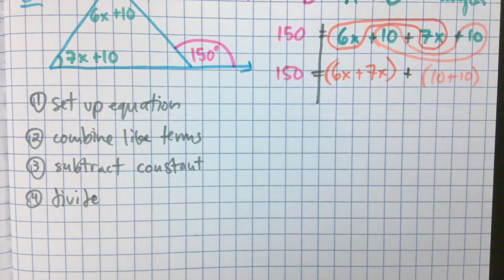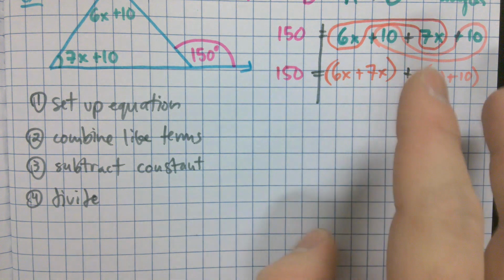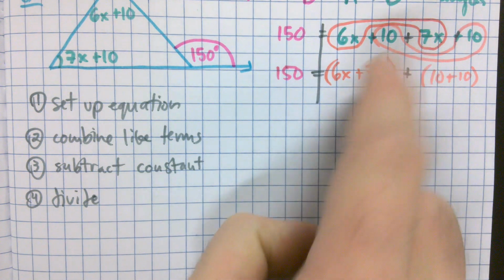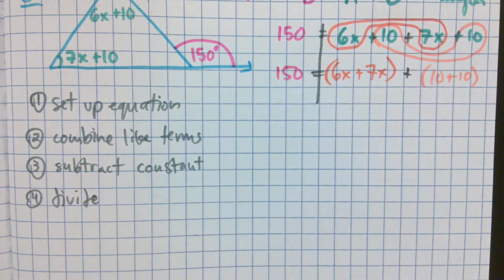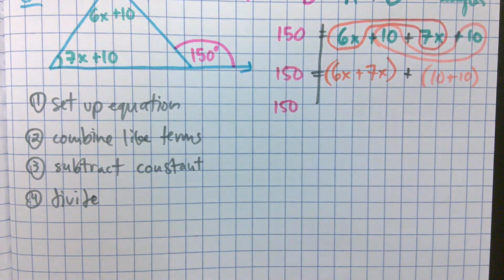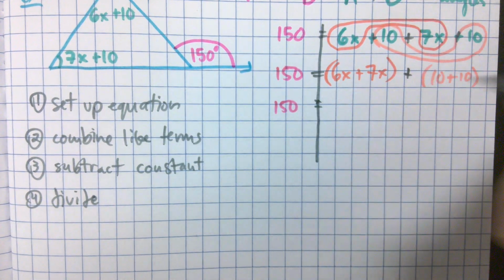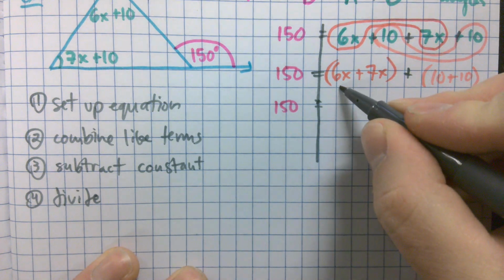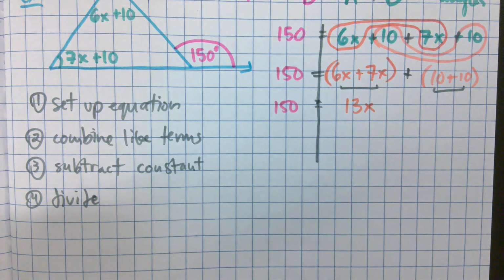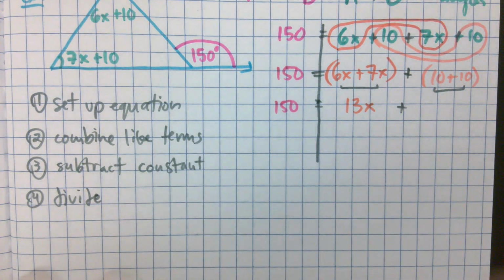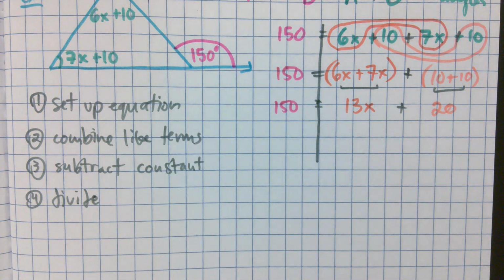So I've just rearranged my terms here. Again, this is not a step that you have to write out when you're working, but I want us to see it in our notes, that the variable terms are going to get added together, and my constant terms are going to get added together. What is 6x plus 7x? 13. Just 13? 13x. And what is 10 plus 10? 20. With me so far here?